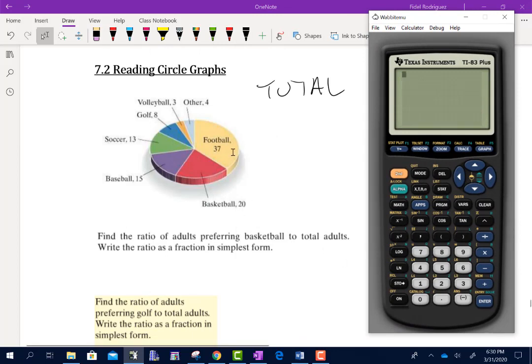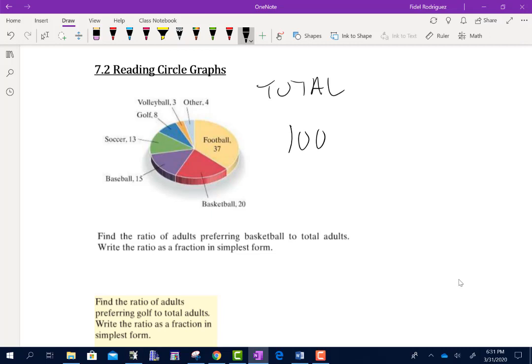I'll start from basketball and go around this way. So we're going to go 20 plus 37 plus 4 plus 3 plus 8 plus 13 plus 15. That's all of them? Yep, we got 100 folks. Okay, so total is 100 folks.